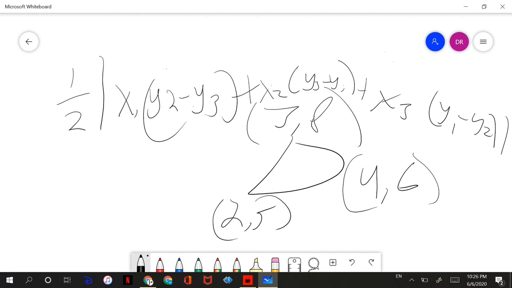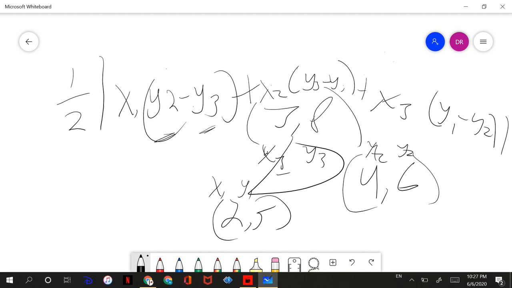It doesn't necessarily matter which point is x1 or y2, as long as the x and the y are from the same point. So if you say this is x1 and y1 and this is x2 and y2, you just have to make sure that you're using the same point.